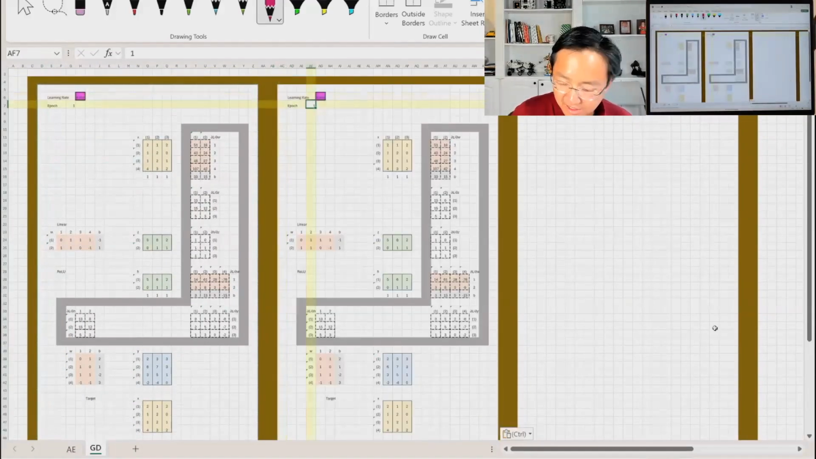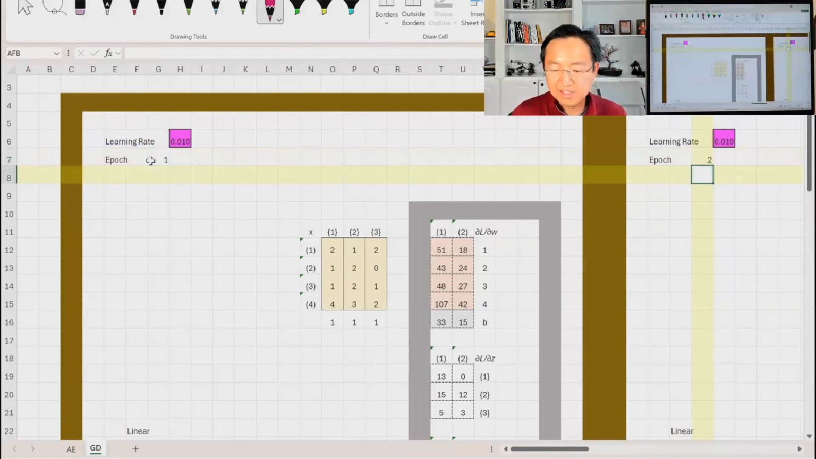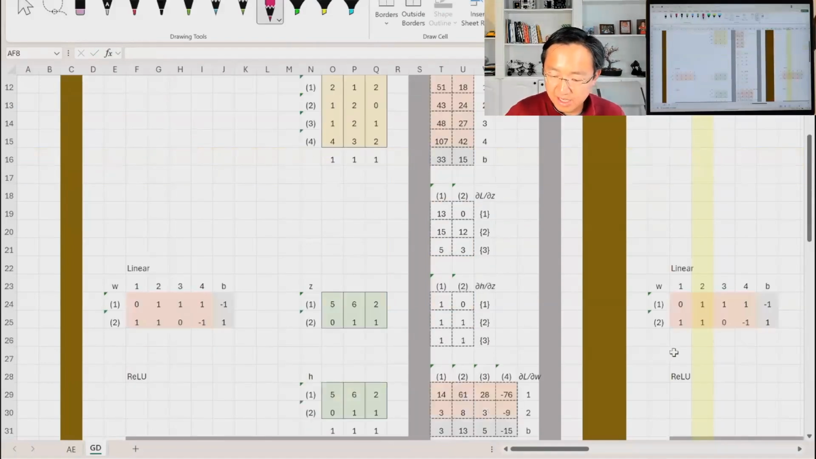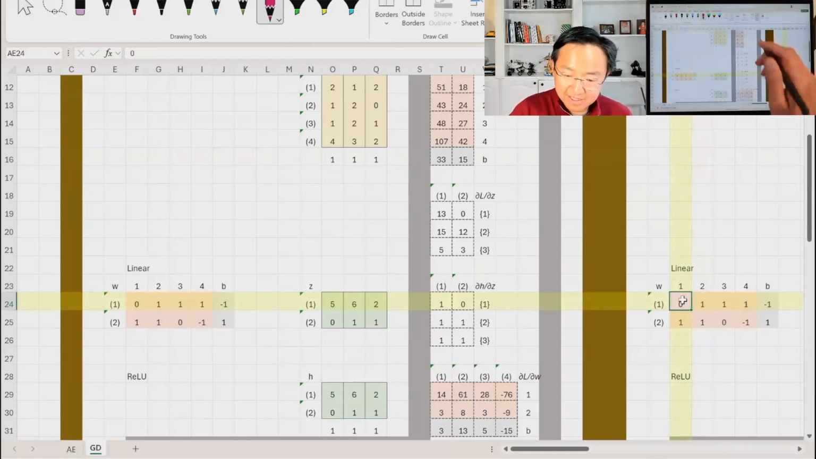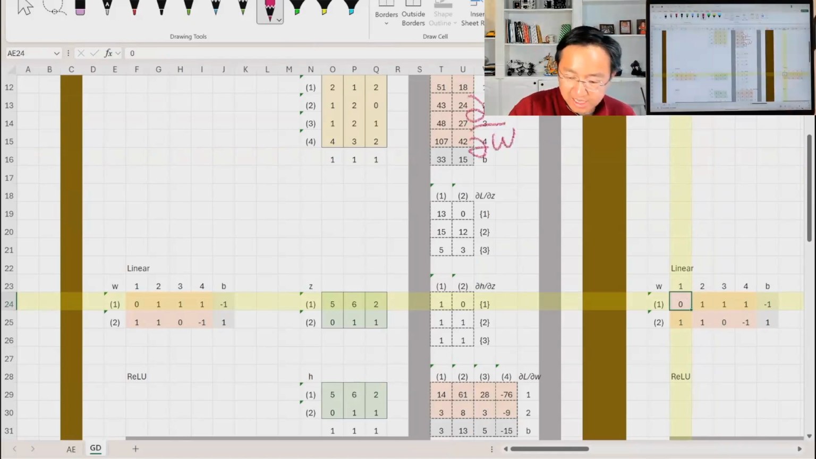Maybe I can go back to 100%, and I want this epoch to be 2, incremented by 1. So instead of 1, I'll do the previous epoch plus 1. Okay, so this is epoch 2. Another thing I want to connect is this weight. Instead of just a carbon copy of the previous step, now I actually have this gradient. I have this thing I can use now to update my weight.